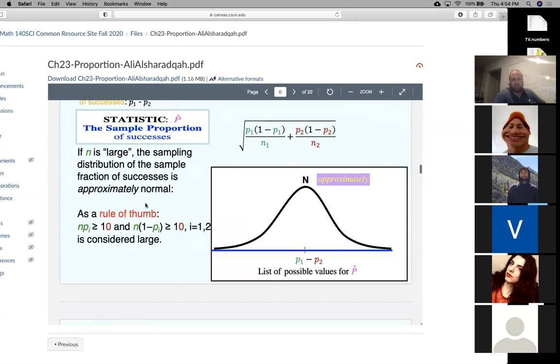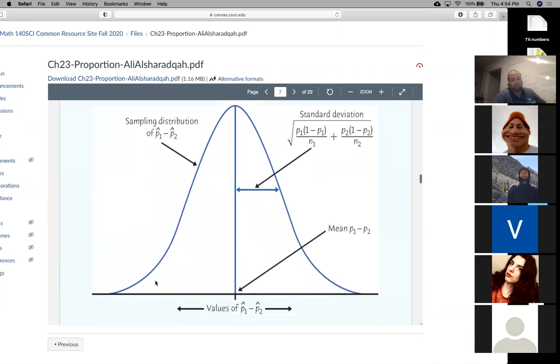Here's the rule of thumb for when you get to use it. We want n times p to be greater than or equal to 10, and n times 1 minus p as well. But in this case, we want them for both samples, for sample 1 and sample 2. So not just one or the other, but both.